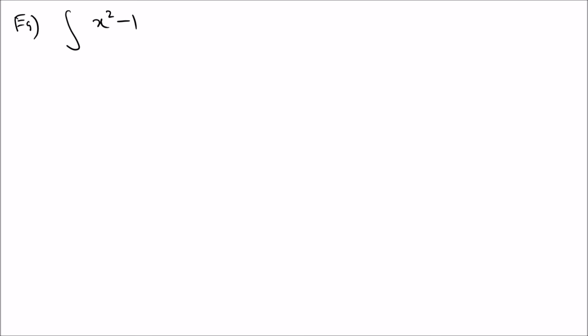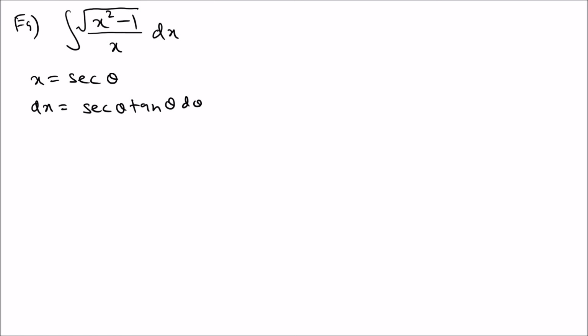Let's do the integral of the square root of x squared minus 1, divided by x, dx. A problem like that. The substitution is very clear. So in this case, we're going to go with x equals secant theta. And then we can see that dx is secant theta tan theta d theta.